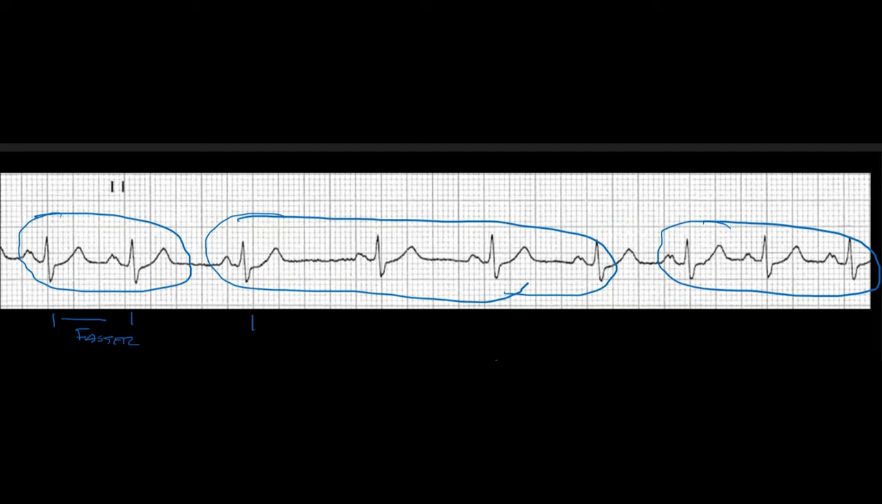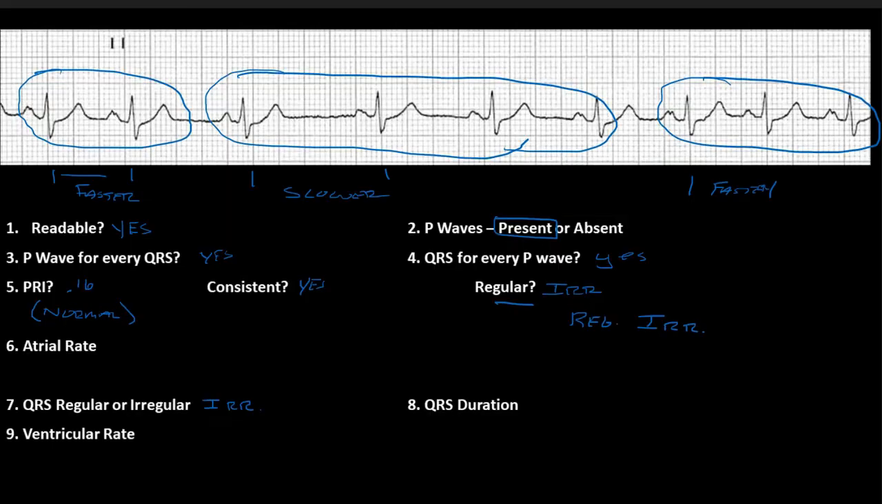The further apart they are, means that the rate is now slower. And then you can see here that it gets faster again. So this is that pattern. We're looking at that regularly irregular pattern. It's going straight through.